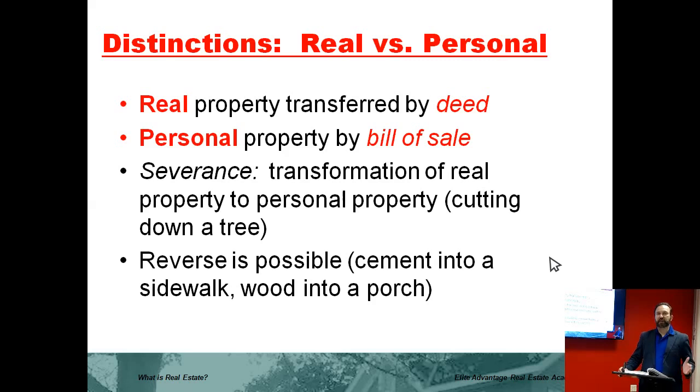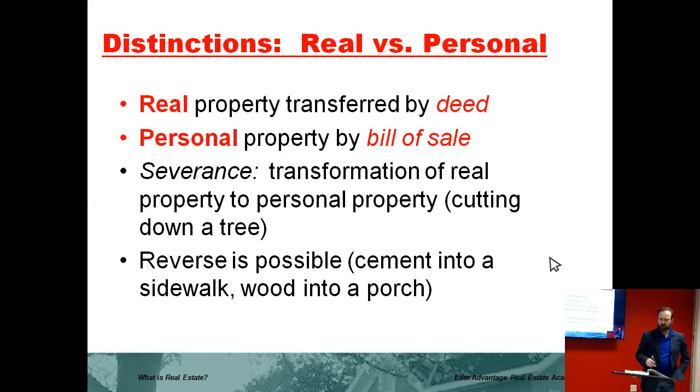Trade fixtures, perhaps. If the tenant leaves that fixture that was designed for their business, if they leave it in there and it's attached to the building, it now becomes real property if they don't take it out. Yeah. AC unit, right? Because that's personal property when you buy it, and then you can bring it home, and you then install it, and then it becomes permanent. It's now part of the building, like cement in a sidewalk, or a wood porch.